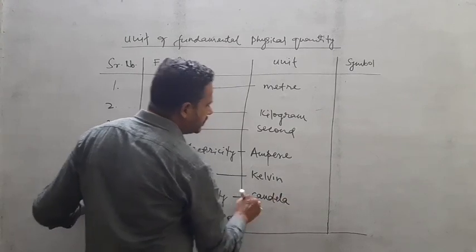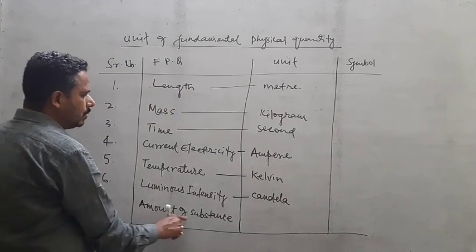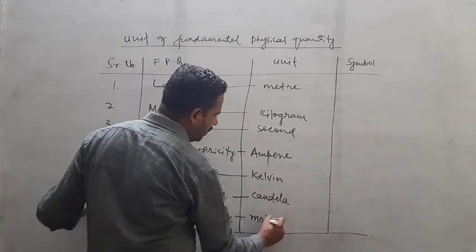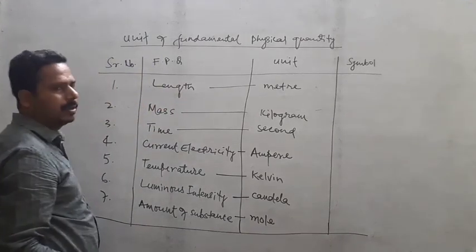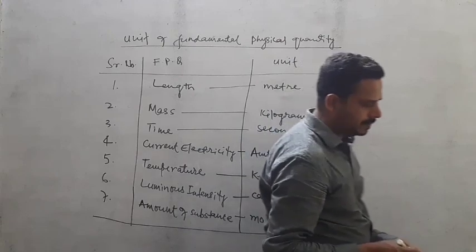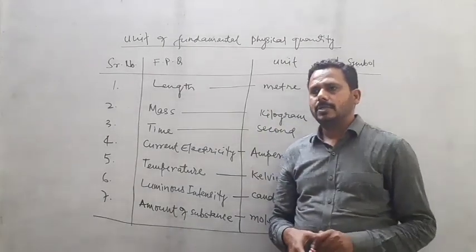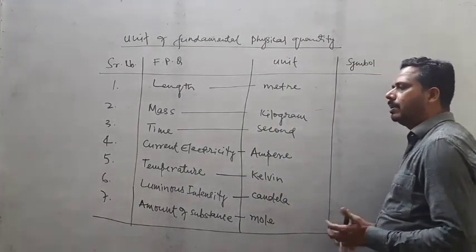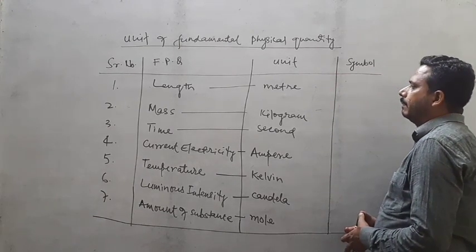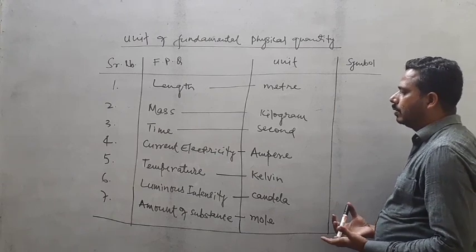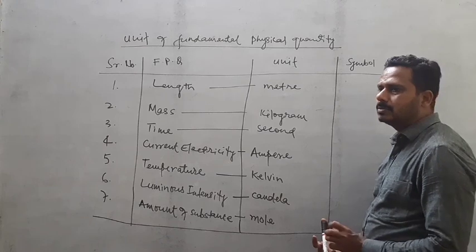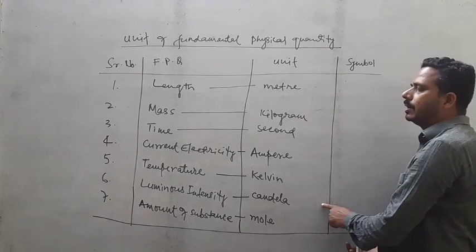Here c is small. And the last one is amount of substance, that is measured in mole, where m is small. And then, because at the time of study in a book or notepad, it is very difficult to write meter, kilogram, second, ampere, Kelvin, candela, and mole every time, someone wants to write in short, so a symbol is used to write directly.